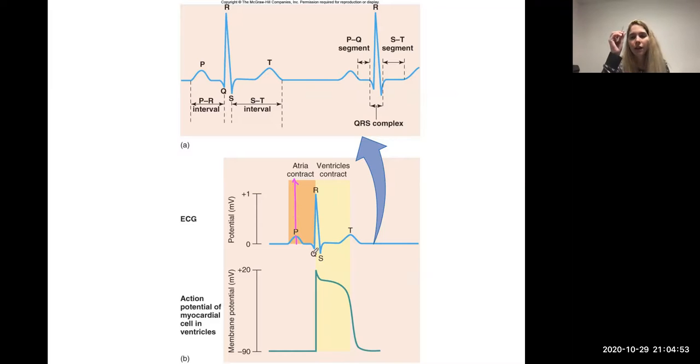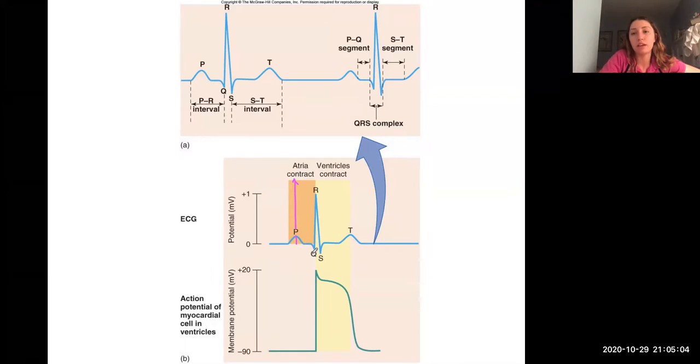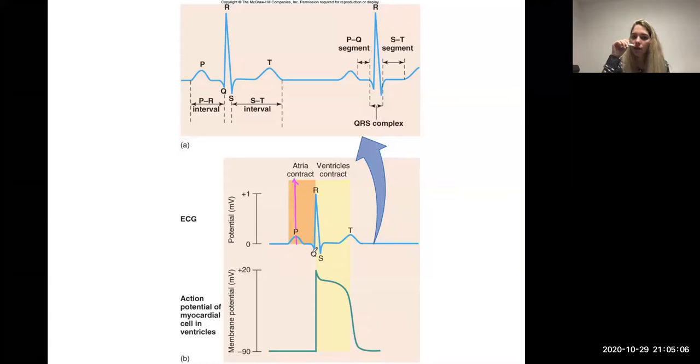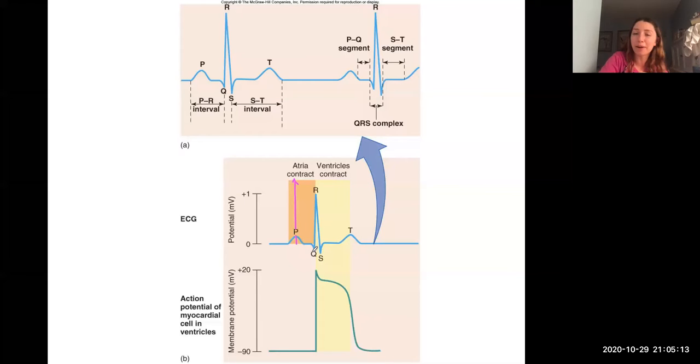So basically, that line that you drew, you're saying that it takes a little bit for the atria to contract. That's what that line means. Yes. But the atria depolarizes at the beginning of that P wave. Yes. Okay. 100%. Couldn't have said it better myself.